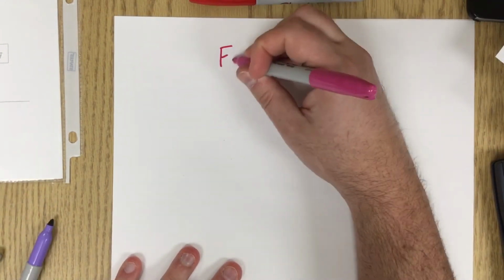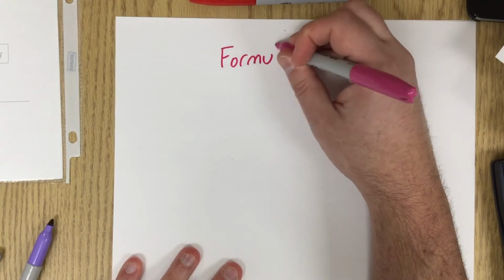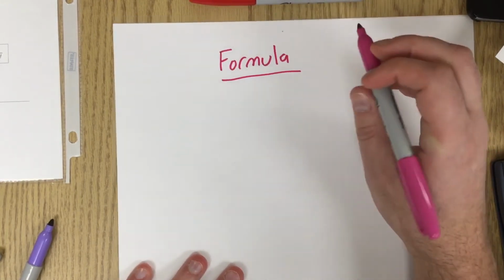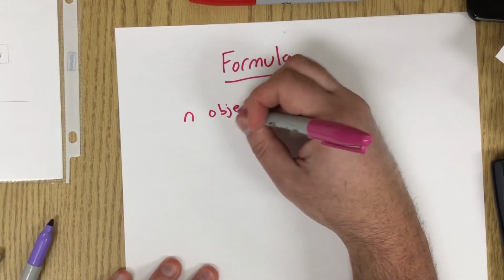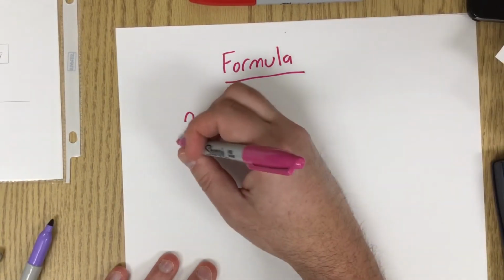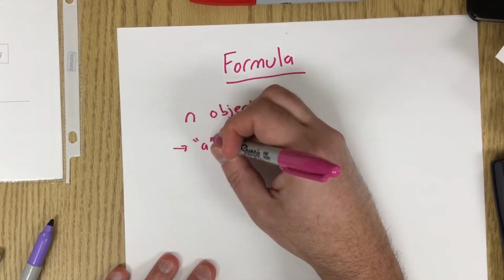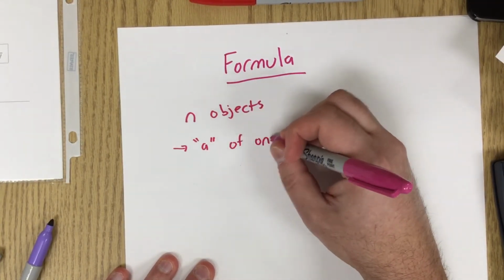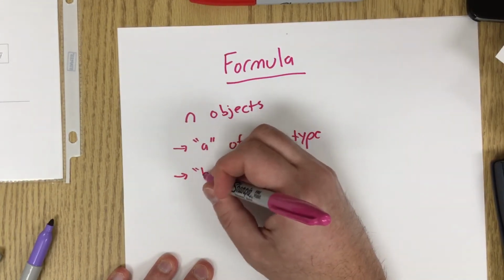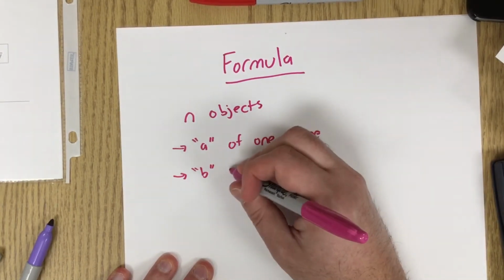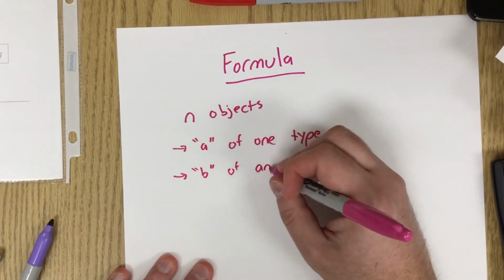There's a formula for this. I don't think you really need to know the formula, but sometimes it's good to have formulas to kind of remember it. Let's say you have n objects. And you have A of one type. And B identical ones of another type.